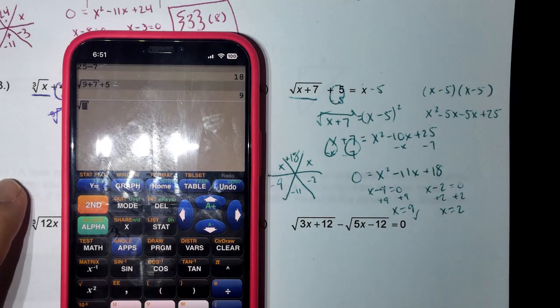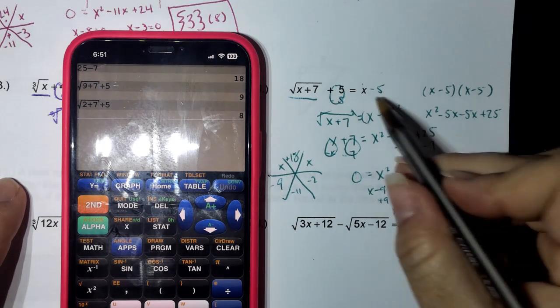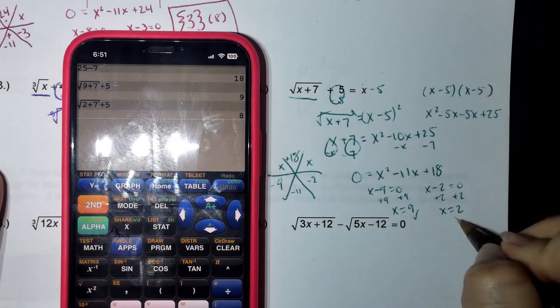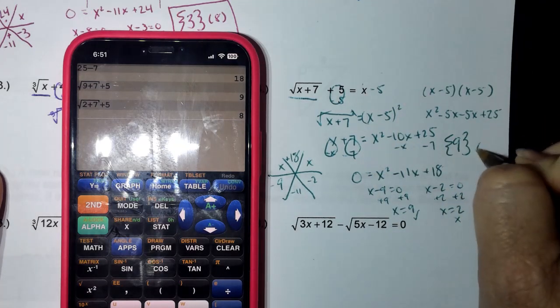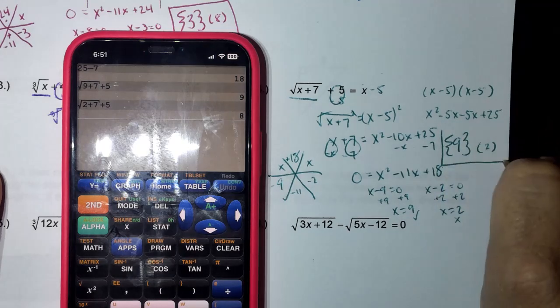Square root of 2 plus 7. Outside is plus 5, and that should equal 2, but it did not. So this one does not work. So we have 9. And then 2 is our extraneous solution, in parentheses.